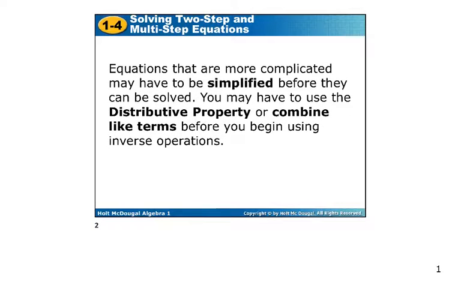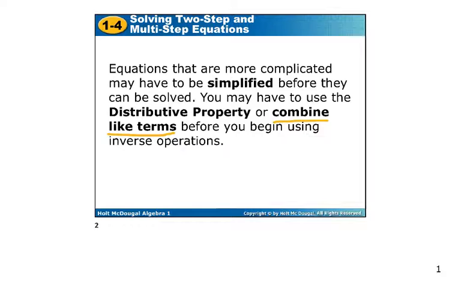Equations that are more complicated may have to be what we call simplified, or a lot of times it's actually more like combining like terms. So they need to be simplified before they can be solved. You may have to use the distributive property or combining like terms. Our last set of notes was that distributive property, where we saw a set of parentheses and had to distribute first. So we're going to do the combining of like terms before we begin using inverse operations.